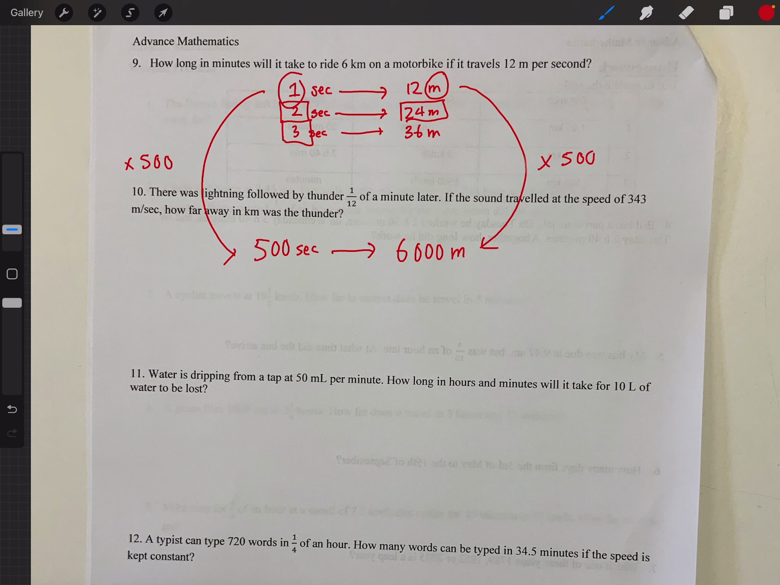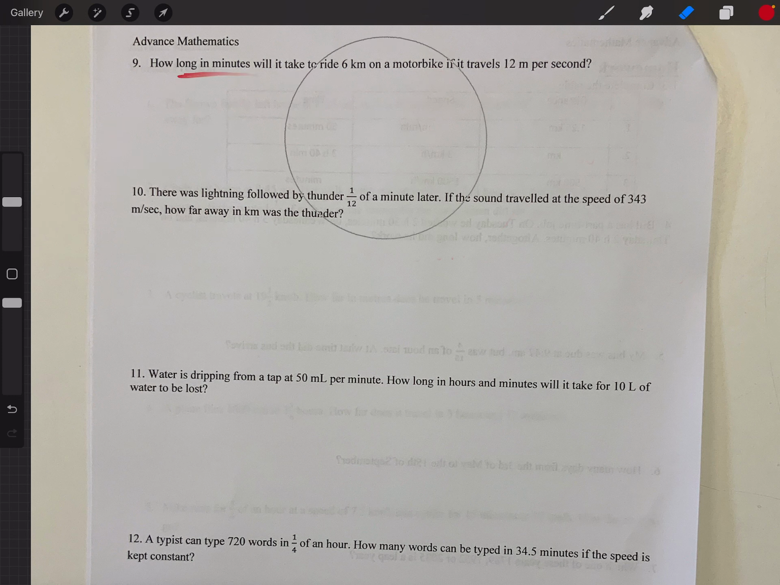Alright, now it says how long in minutes. So we're going to change this one to minutes. I'm sure you can do that yourself, so I'll leave it to you. So 500 seconds, just change it to minutes, and the answer will be, and that's it.